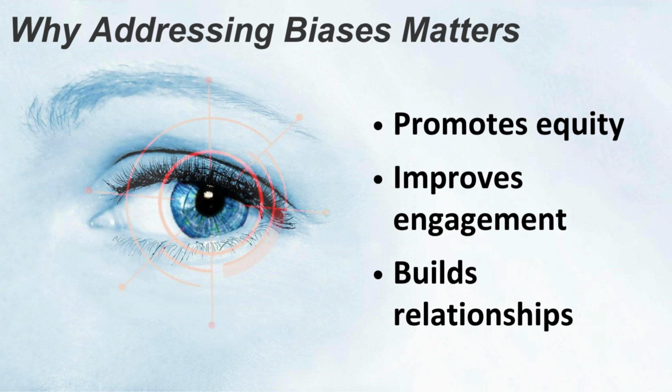Right? So why does addressing biases matter? It promotes equity. By stopping and saying, okay, what is it that I do? Do I have biases? And if so, who is it impacting? And let me find a way to offset that impact and remove that bias rather. It improves engagement and it builds relationships. It promotes equity because I'm viewing each student as an individual person, and giving them the opportunity to participate, right? It improves engagement because now the group that you may have previously been biased towards is now participating.